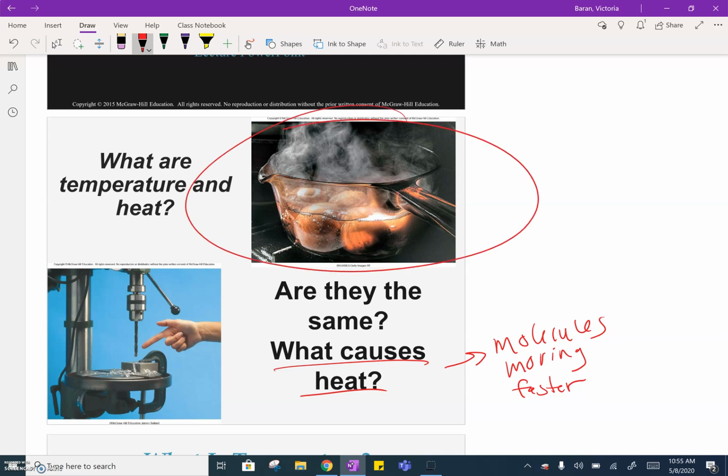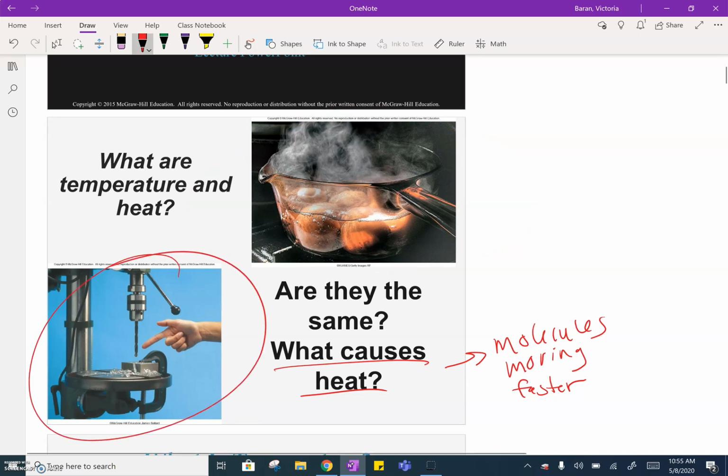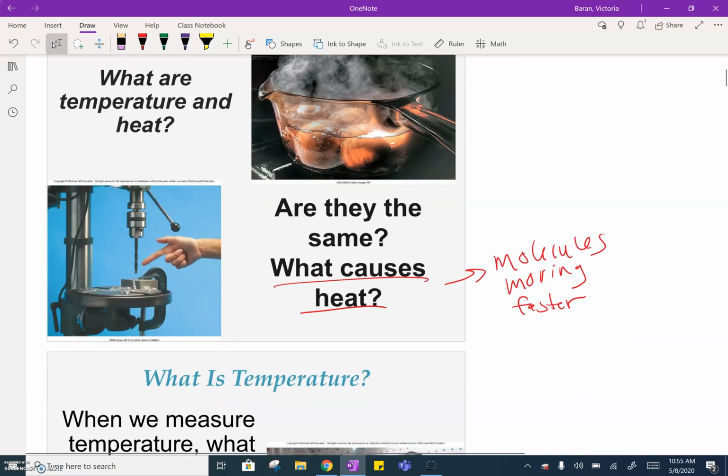So for instance, when you cook something, that flame, that fire, is essentially energy, and that is heating up, in this case, the water molecules, causing them to move faster, and that's what causes heat. You can also get heat from friction. So if you're drilling something, the drill is moving very fast, causing friction. That can also cause heat as well.